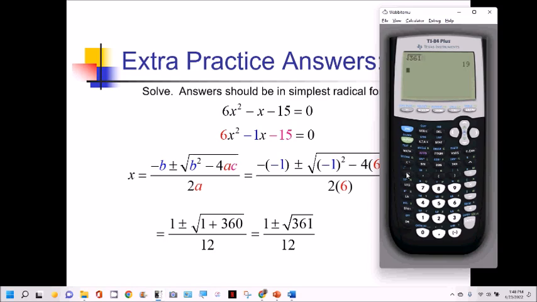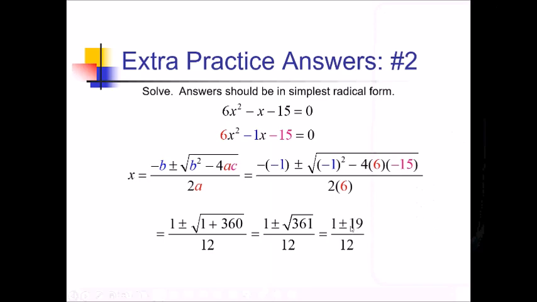I want numlock on so I can use my number pad. And that does come out to 19. Beautiful. I thought it might be a perfect square, but you don't really know sometimes until you use the calculator. So we've got two solutions. 1 plus 19 over 12. That's 20 over 12, which reduces to 10 over 6, so 5/3. And then we also have 1 minus 19 over 12. That's negative 18 over 12, which is negative 3/2. So it actually could have been factored, it just wouldn't have been pretty.